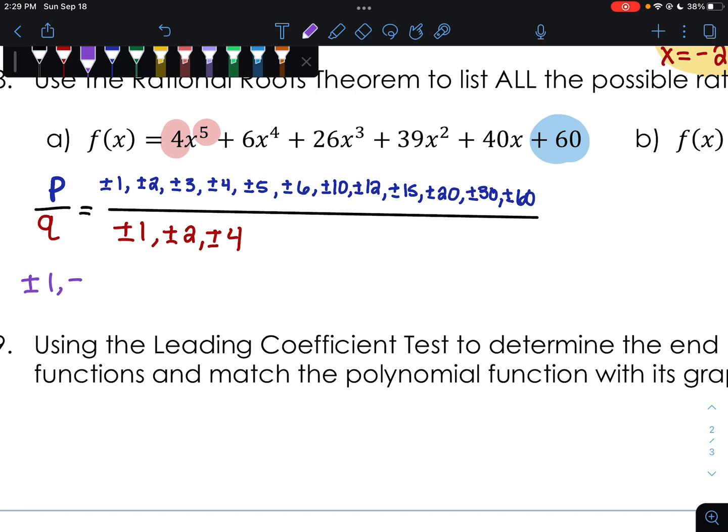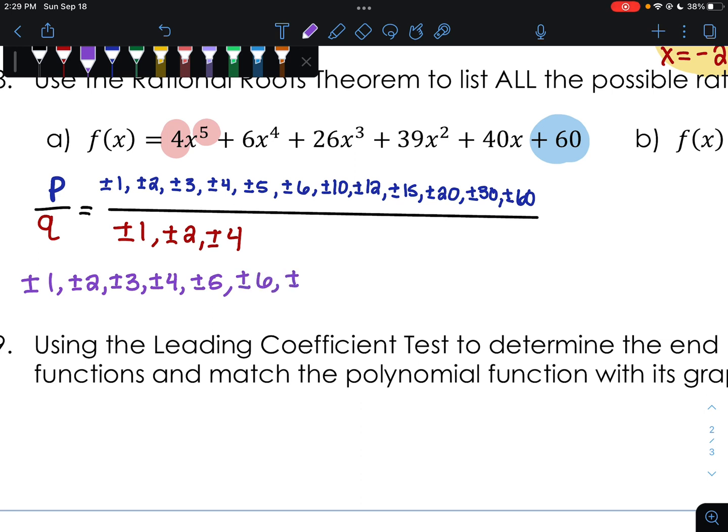2 divided by 1, which is plus or minus 2. 3 divided by 1, which is plus or minus 3. 4 divided by 1, which is plus or minus 4. 5 divided by 1, which is plus or minus 5. 6 divided by 1, which is plus or minus 6.